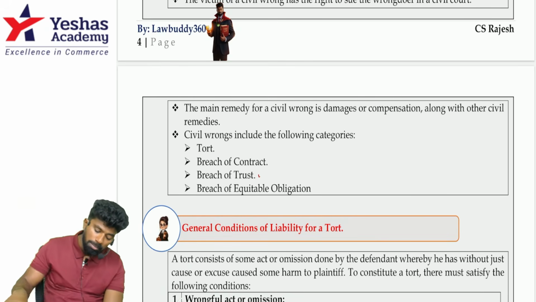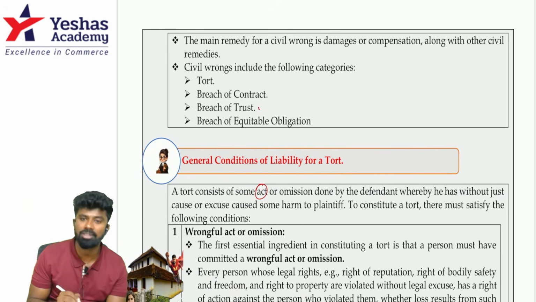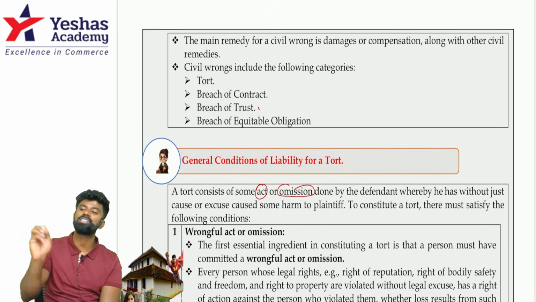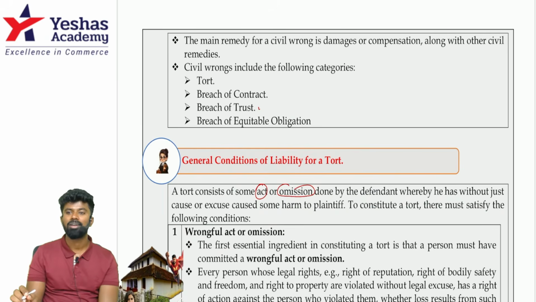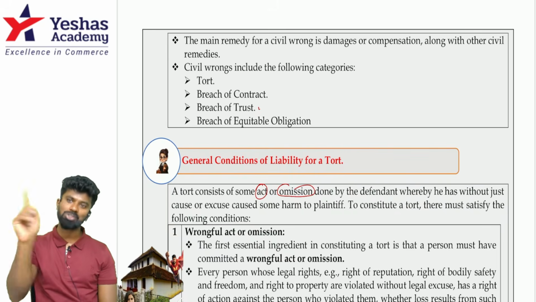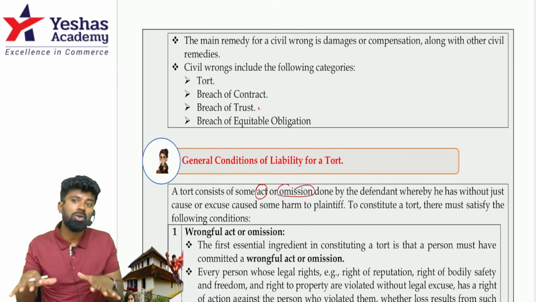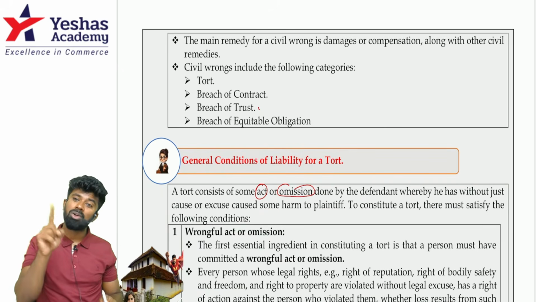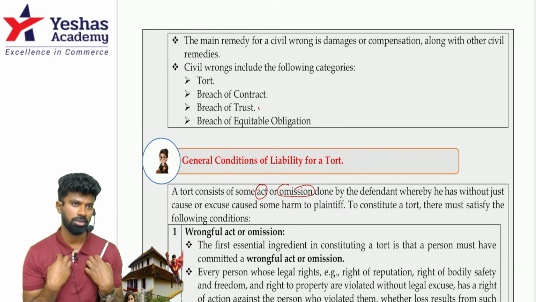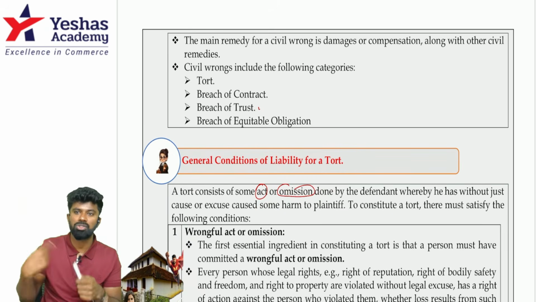Tort consists of some act or omission. What is an act? Positive. What is an omission? Negative. When is an omission considered a tort? When you have an obligation to do it, and if you don't do it, it is considered an omission, which is also called a tort. If I am idle now, will it be called a tort? No. That omission will be called a tort only if I have an obligation to do it. If I have an obligation to do something and I remain silent, it is called a tort.